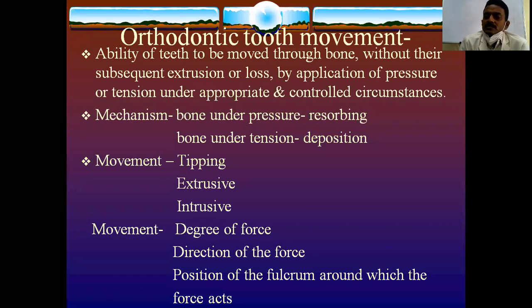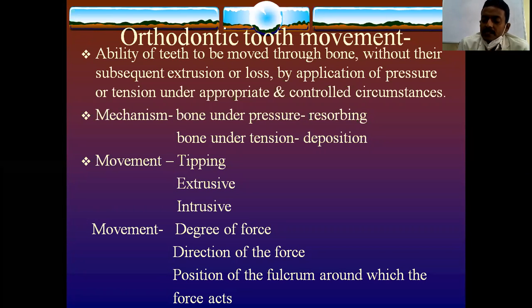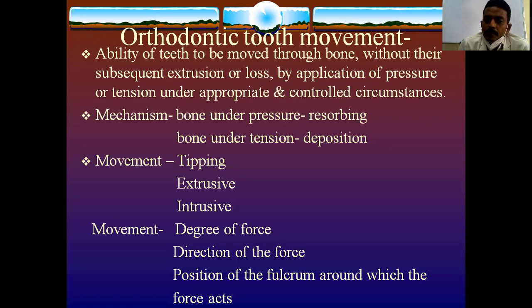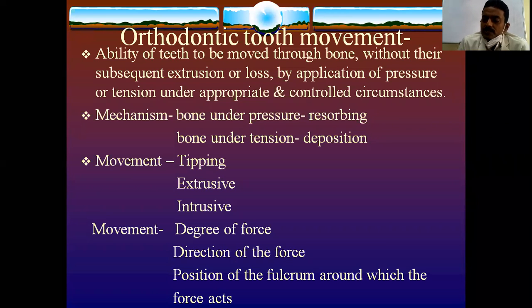This treatment lasts for a period of 1 year or 1.5 years, and slowly the wires will be tightened so that the proclination comes down and the maxillary teeth and mandibular teeth will occlude. During this procedure, we come across the mechanism of tooth movement. Bone under pressure is called resorption. Bone under tension is called deposition. There are different movements during this procedure. Some of the important movements are tipping movements, extrusive movements and intrusive movements.